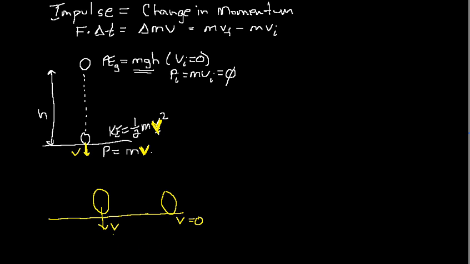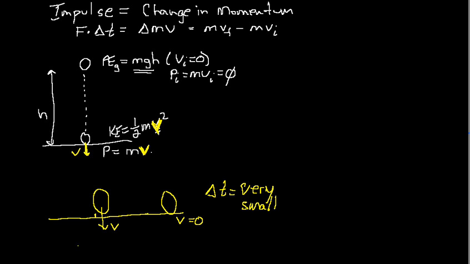So we go from an initial velocity just a hair before it hits the floor, and now all of a sudden it hits the floor, its velocity has to be 0 because it stops as soon as it hits the floor. And that happens very, very quickly. So the time that that happens, delta t, is very small.